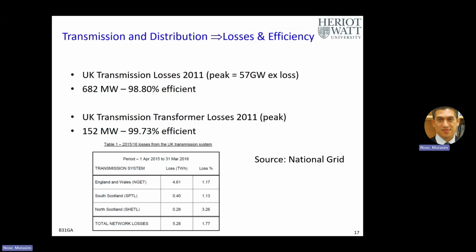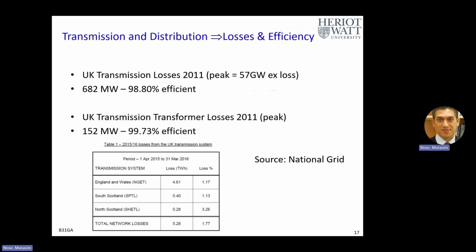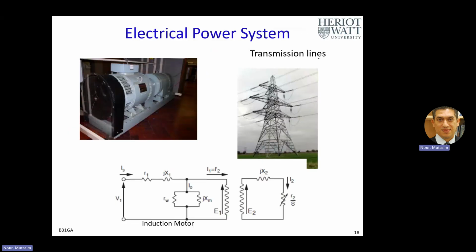UK transmission transformers are also very efficient, 99.7% efficient. All these data, you can get them from National Grid, right? We are going to study these efficiencies of the transmission system, distribution, and also transformers. These are fantastic results. Not everywhere they are having the same values.